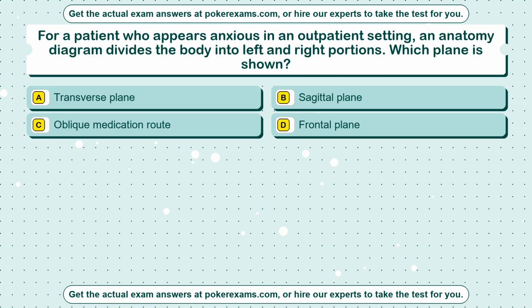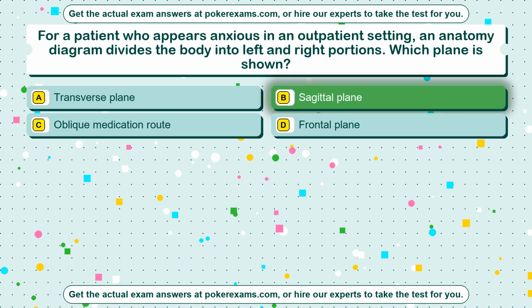Question 41. For a patient who appears anxious in an outpatient setting, an anatomy diagram divides the body into left and right portions. Which plane is shown? Option A, transverse plane. Option B, sagittal plane. Option C, oblique medication route. Option D, frontal plane. The correct answer is option B, sagittal plane.